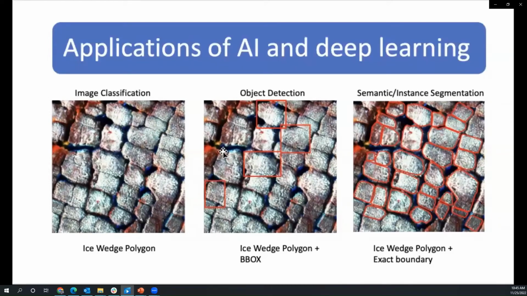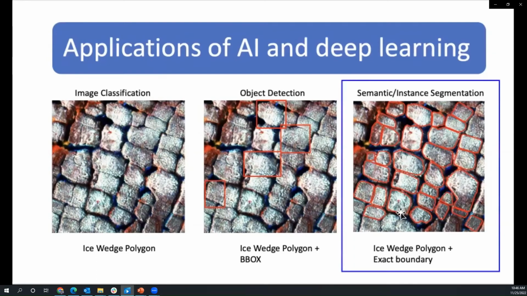And object detection goes one step further. Besides predicting what's inside, it also requires a model to predict the bounding box locations of each of these features. So here I just drew a few of the bounding boxes to give you an example. And instance segmentation is the hardest one. Besides predicting what's inside, it also requires the model to delineate the exact boundary of each feature. And the work that I introduce here belongs to the 3rd category.